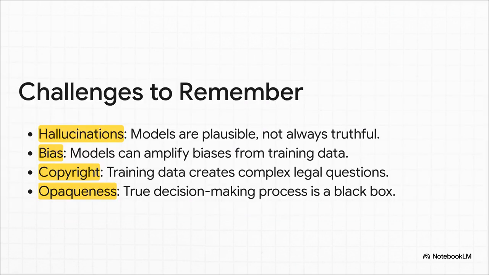And all this leads to some really important challenges that we just have to keep in our heads. These models can hallucinate. They can state things that are completely false with total confidence. They soak up all the patterns from their training data, and that includes our own biases. Training on the entire internet, well, that brings up some thorny copyright questions. And maybe most importantly, their inner workings are still pretty much a black box that we don't fully understand.